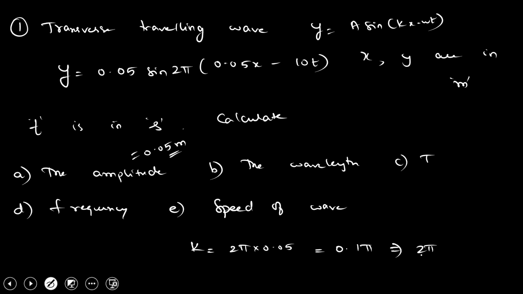Which implies 2 pi by lambda is equal to 0.1 times pi. Okay, we have cancelled 2 pi. So lambda would be 2 divided by 0.01. How much is it? Correct. So it will be 200. Wavelength is going to be 200.